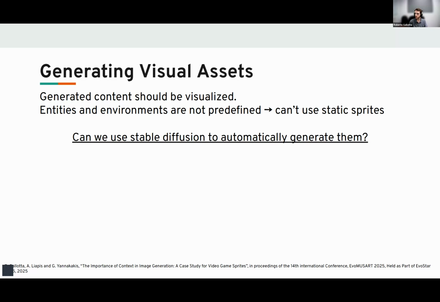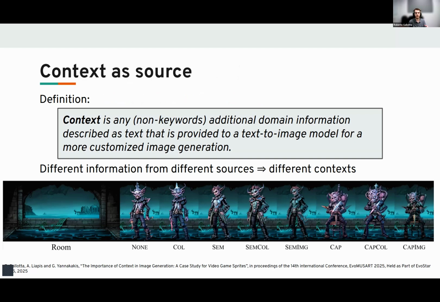So we wanted to automate this, and we did this by using Stable Diffusion with the inclusion of a concept called context, which in our case actually just means additional domain information that we pass to the generative model for more customized image generation. For example, if you have a room, you can extrapolate different kinds of details from this room and drive the generation of the same entity and get a vastly different sprite.